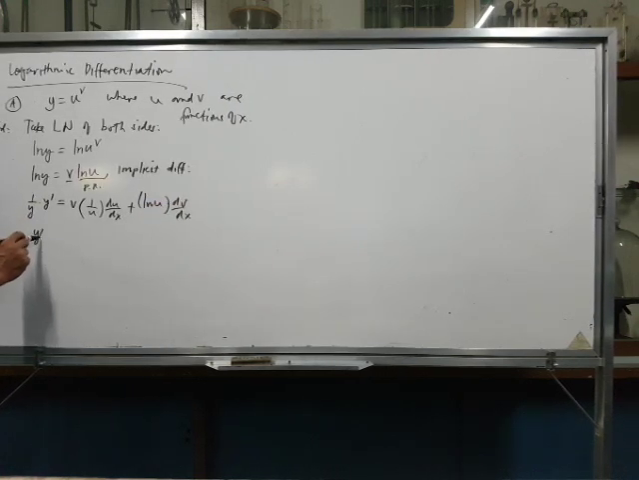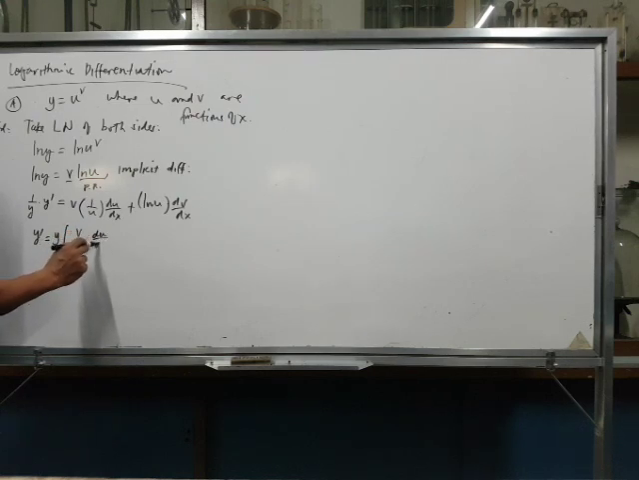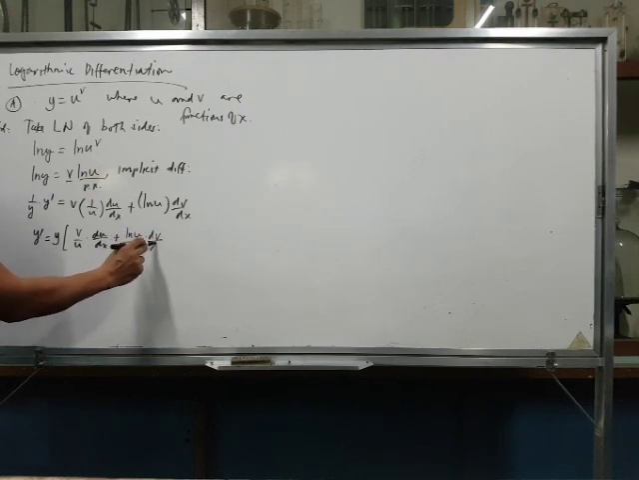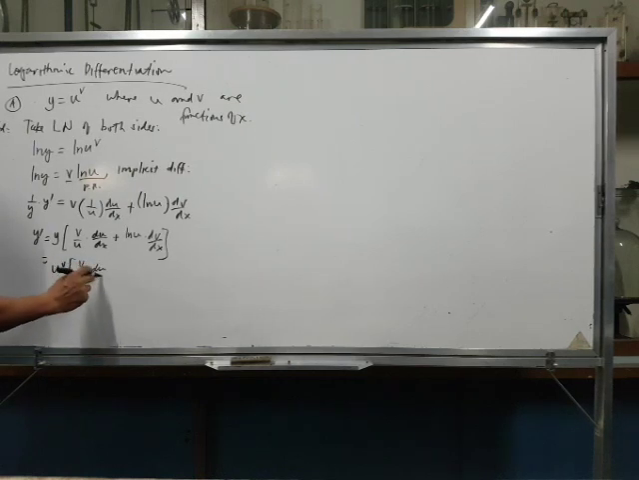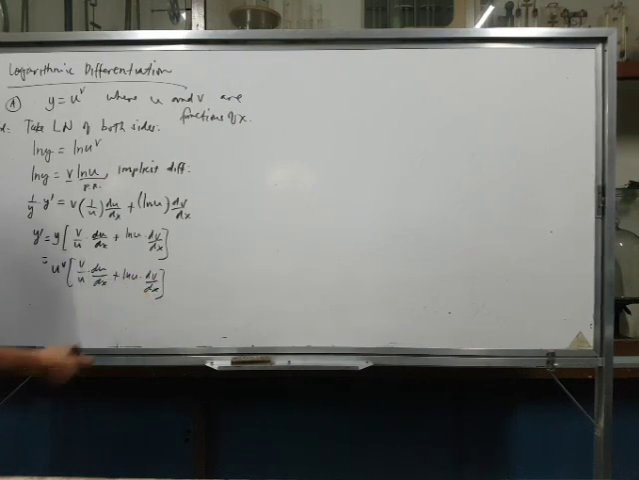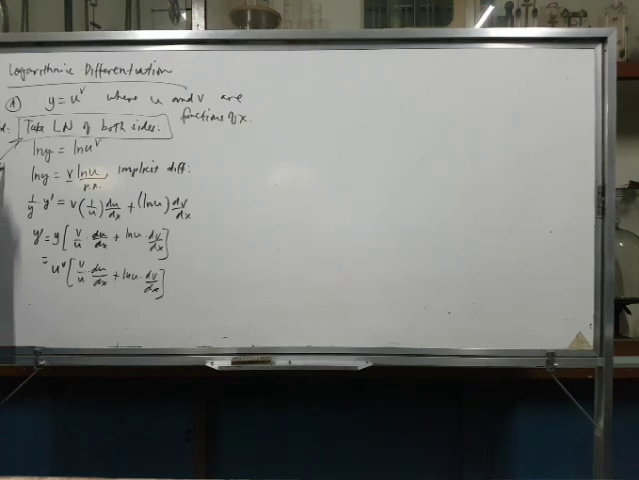And finally, we can now calculate y prime. So y prime equals y multiplied by v over u times the derivative of u with respect to x plus ln u times the derivative of v with respect to x. And you just copy the original value of y. So this is u^v times v over u times du/dx plus ln u times dv/dx. So you don't have to memorize this formula. All you have to do is memorize this technique. Okay.